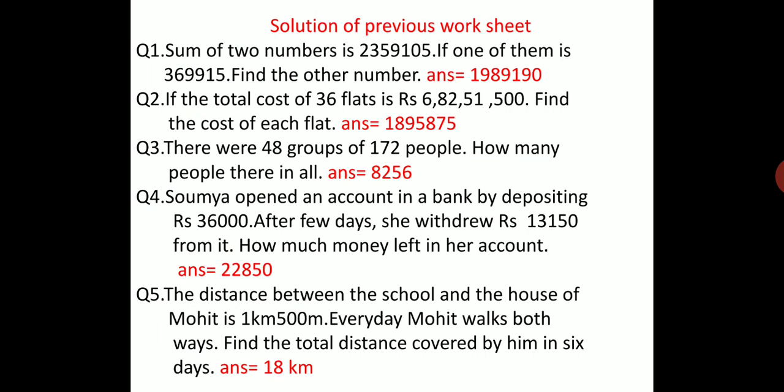Now you can see question number 5. The distance between the school and the house of Mohit is given as 1.5 kilometer. Now 1.5 kilometer, so in one day he will travel up and down, so it will be 3 kilometer, and for 6 days it becomes 3 into 6, 18. So the answer is 18 kilometer.